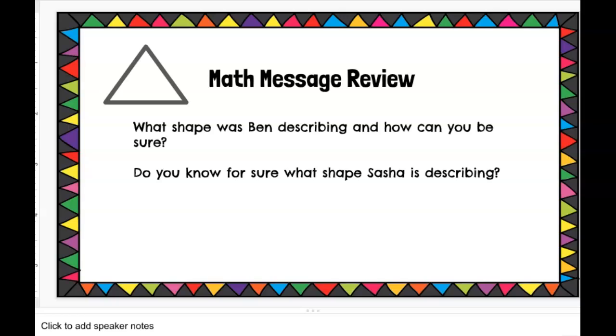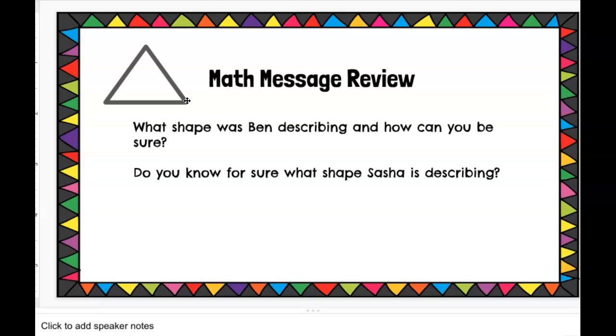Okay, so let's talk about what we wrote down after our math message about Ben and Sasha's shapes. So, what shape was Ben describing, and how can we be sure? Ben was describing a triangle, and I know this because a triangle has one, two, three sides. It also has three corners or vertices, one, two, three. So Ben was definitely describing a triangle.